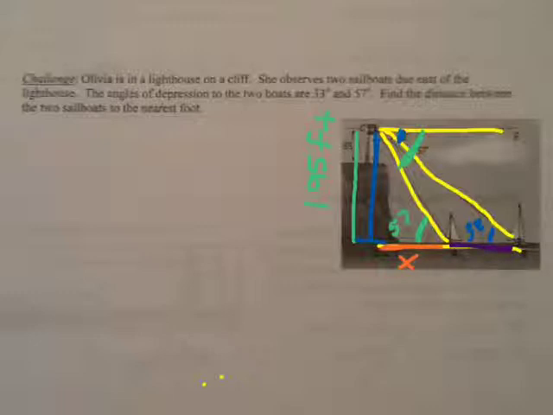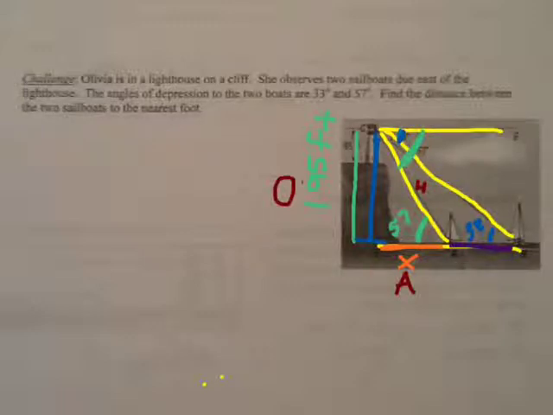Well, we were given the opposite, 195 feet. That's our opposite. And we were given the adjacent. Here's the hypotenuse, but that's not important. We just care about the opposite and the adjacent.